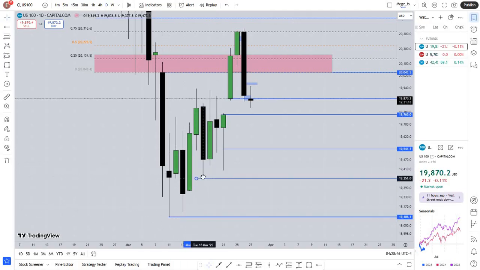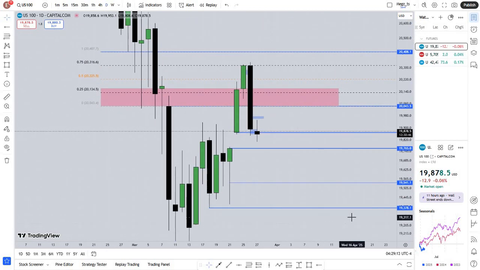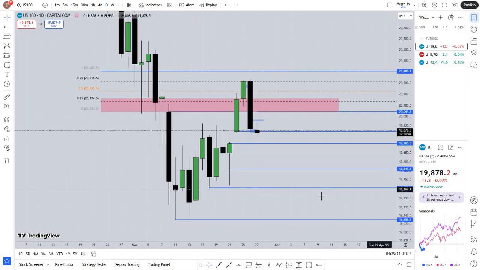We have relatively equal lows here. First target, 19,541. Second target, I would say, let's say 19,378.1. Then if we extend further, we get into 19,106.1. Those are the targets we are looking for on the Nasdaq, the US 100.